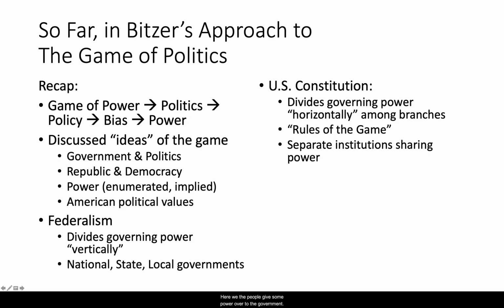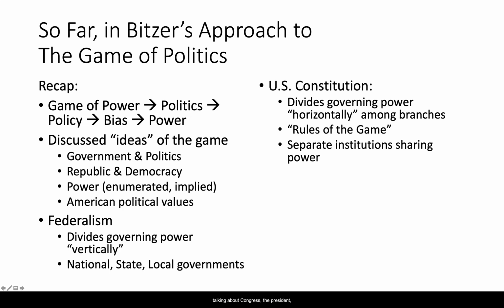Here, we, the people, give some power over to the government. Here's how we set up the government. Here's what the government can and cannot do. And again, I always go back to this notion that if federalism is the division of vertical power, what we are doing with the rules of the game is dividing power horizontally among Congress, the legislature, among the president, the executive branch, among the courts, the judiciary. And really what those three branches of government are doing is actually sharing power.